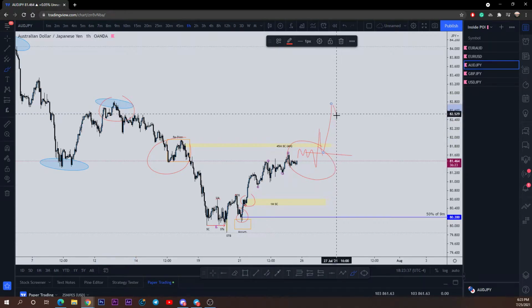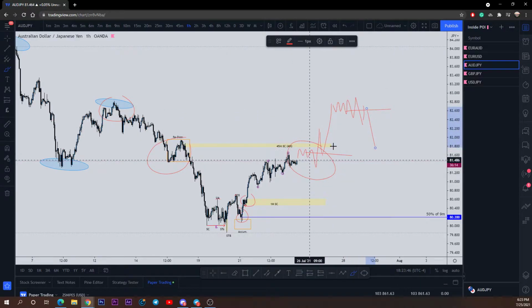If this area ends up holding and we get a distro, that's cool. We trade a distro and we come here. Now we let the market decide where it wants to go. We have buys here, we have sells here. Now, no matter where the market goes, we're in. So that's how you would play that situation right there. Okay.